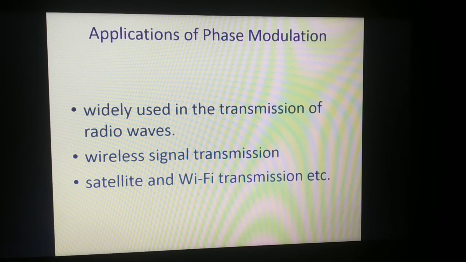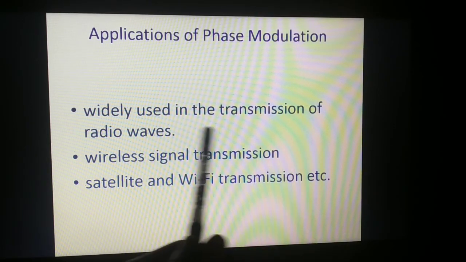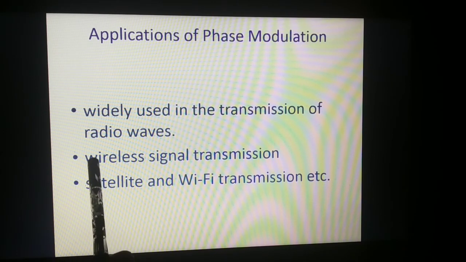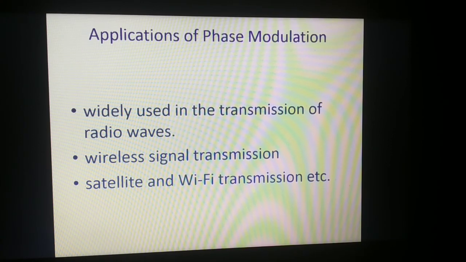These are some of the applications of phase modulation. It is widely used in the transmission of radio signals. It is also used in wireless signal transmission, satellite communication, and Wi-Fi transmission. So these are some of the applications of phase modulation.